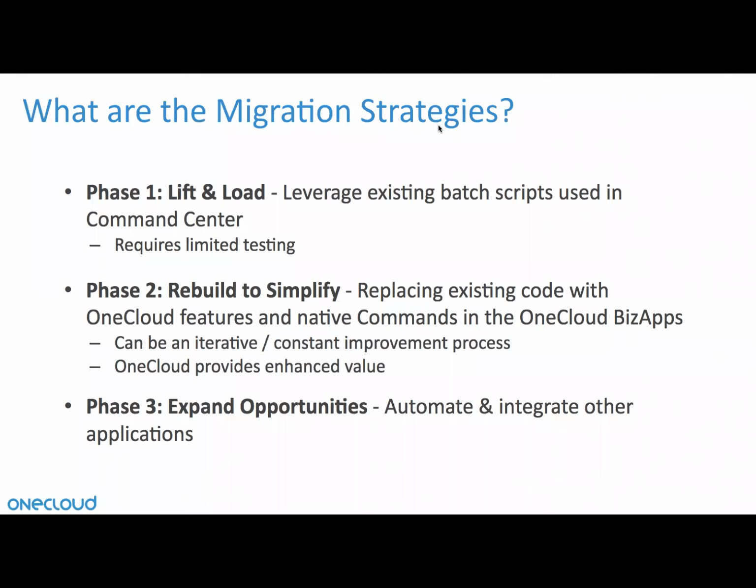And then the third migration strategy is basically looking to see opportunities to connect and automate with other applications. Remember, Onecloud does many other things that, as you saw in that comparison chart, Command Center didn't do. So there may be things that you're currently doing that are not even in Command Center that we now could potentially bring into Onecloud and automate for you and use all the cool notifications and emails that Quinn just showed, including executing them from a mobile device.